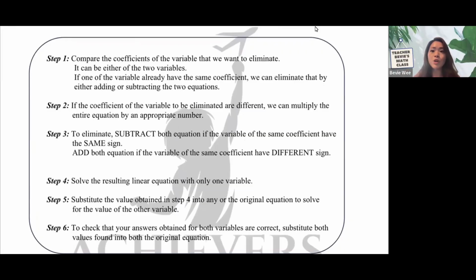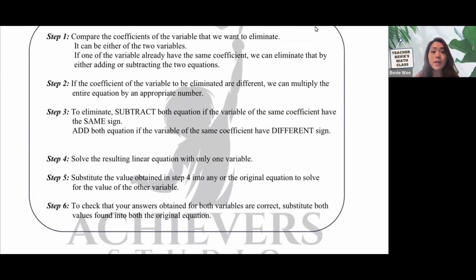First thing first, we will compare the coefficients of the variable that we want to eliminate. It can either be x or y. All right. So we will multiply by an appropriate number so that we make one of the coefficients the same first. After which we can eliminate by subtracting them. We can subtract both equations if they have the same sign. And we will add both equations up if they have different signs.